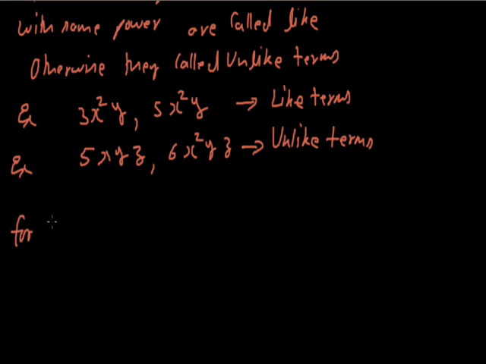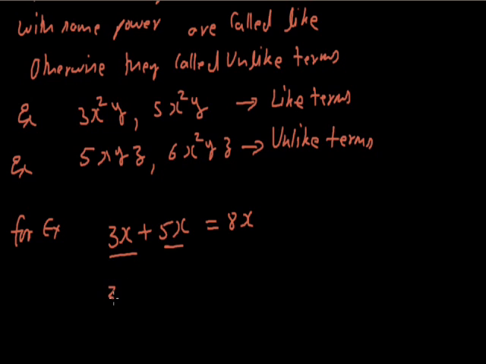For example, if I have to add 3x plus 5x, so 3x and 5x, these are the like terms. Why? Because these have the same variable, that is x and x, and their powers are also the same. So these are the like terms and we can add them. Here the coefficient of x is 3, here the coefficient of x is 5. So 3 plus 5, that is 8. We have to add the coefficients and write the variable as it is, x. So 3x plus 5x becomes 8x.